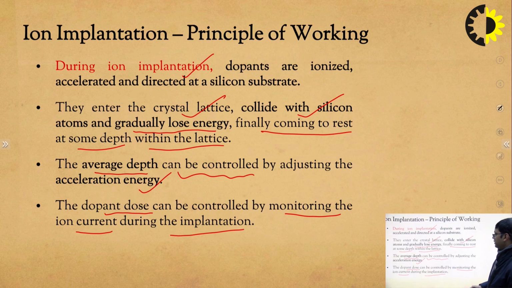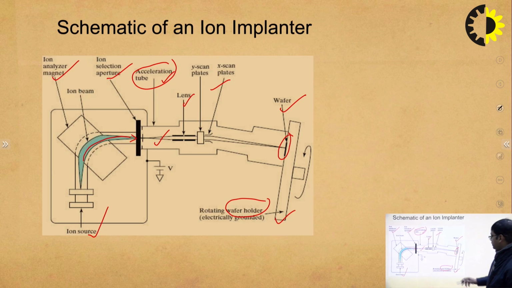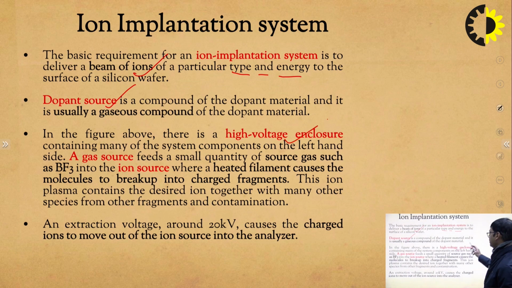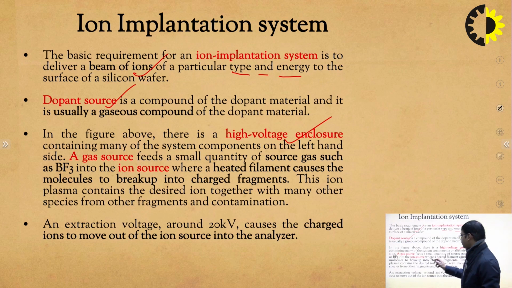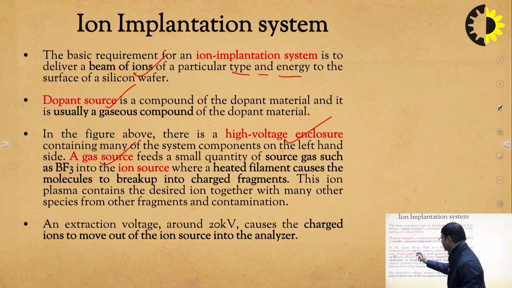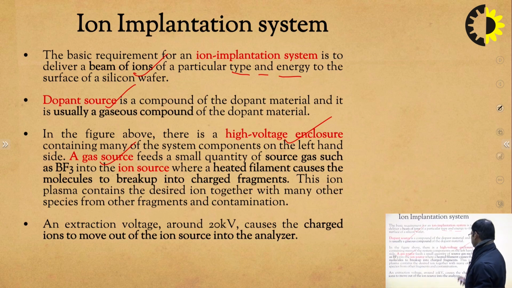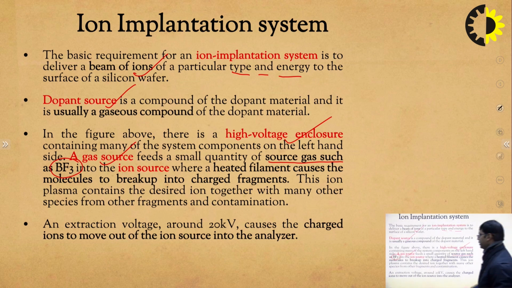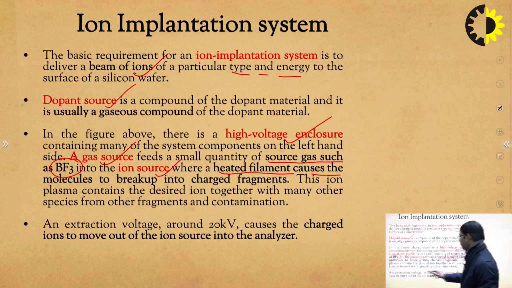Here in this figure we can see that there is a high energy, high voltage system. The gas source that is used may contain a gas such as BF3. It goes into the ion source where a heated filament causes the molecules to break up into charged fragments.